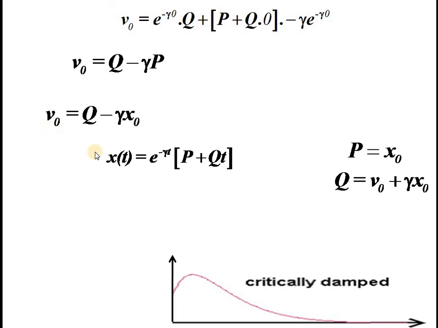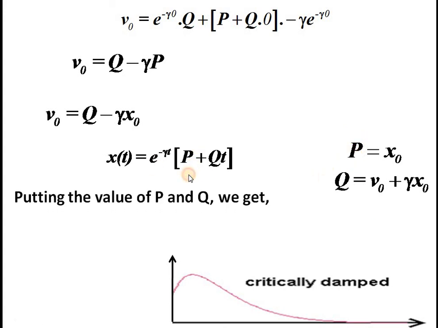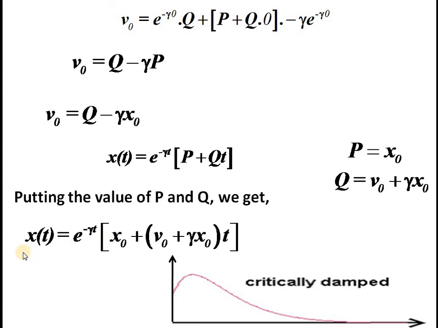So q can be found. v0 is equal to q minus gamma x0, so q is equal to v0 plus gamma x0. This way we got the value of both p and q. So substituting p and q, we get the final expression for the value of x.